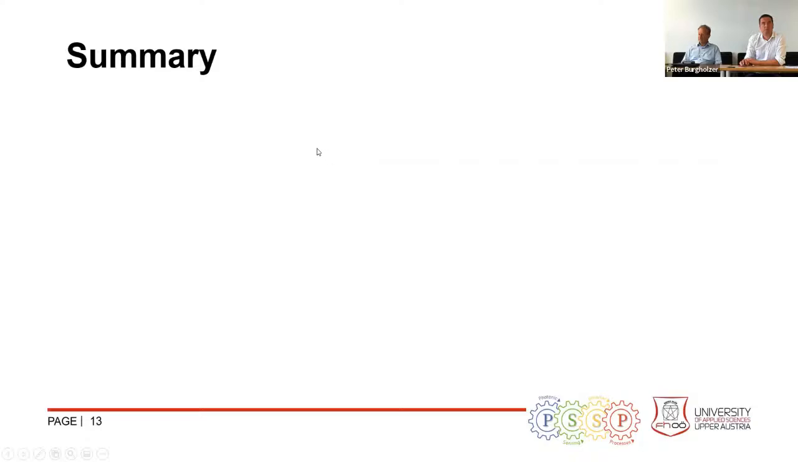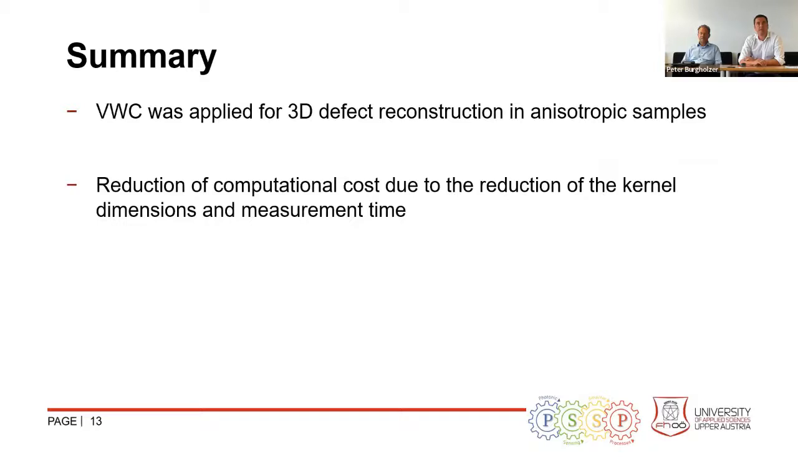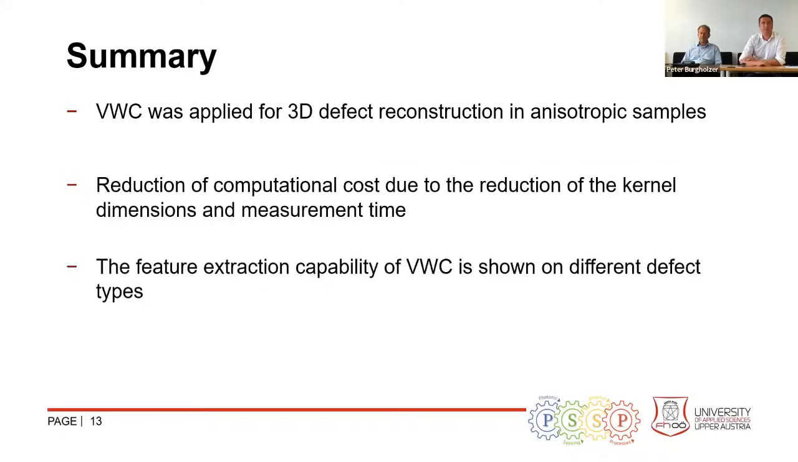Yeah, with this I want to sum up my talk. The virtual wave concept was applied for 3D defect reconstruction in anisotropic samples. We can reduce the computational cost very dramatically by optimizing the discretization of the kernel and using the optimal measurement time. The feature extraction capability of the virtual wave concept is much better than in the temperature field, and you can find really more defects than when you only look at the temperature data.